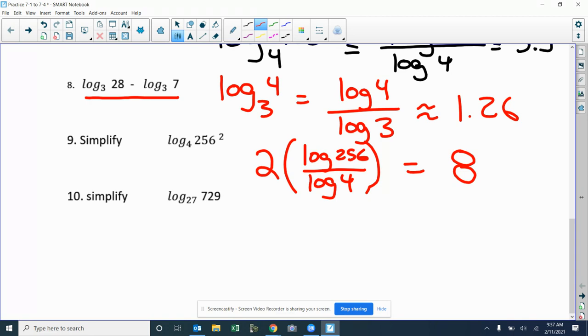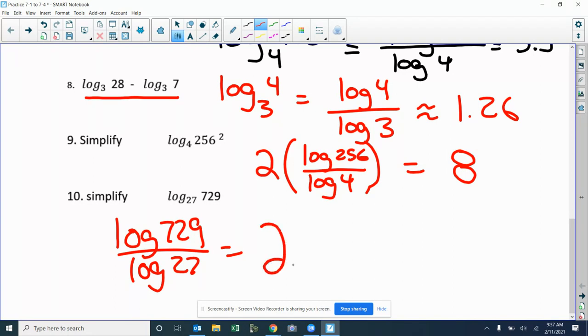Last one, still on the same page. Log of 729 divided by log of 27, I think you should get a 2. Feel comfortable about that? Everybody okay?